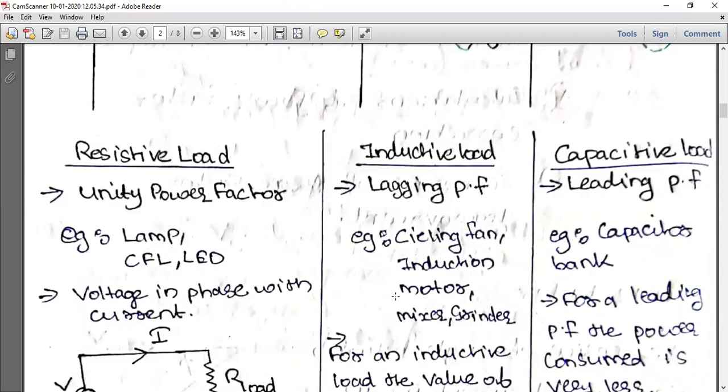But here it is inductive load. Inductive load, as I told you, we have it in the ceiling fan, induction motor. Wherever we have a motor, anything made up of inductor, we call it inductive load, and inductive load results in lagging power factor. And in case of a capacitive load, it's leading, because current is leading, and we normally use capacitor bank and all to increase the power factor, improve the power factor.